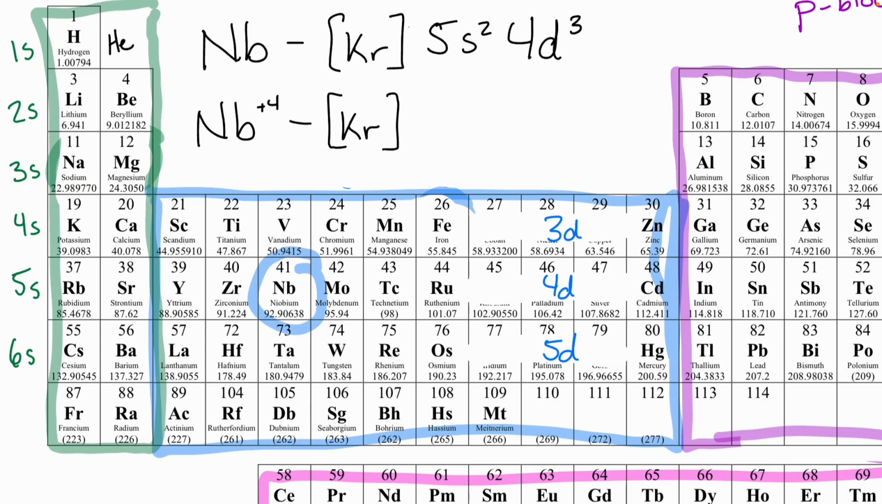All right, so how many electrons am I going to take away? 4 total. Where's the first one going to come from? The 5s, so that'll take out all 2 of those. And then I got 2 more left over, and they're going to come from the 4d. So this would leave me with just 1 4d electron.